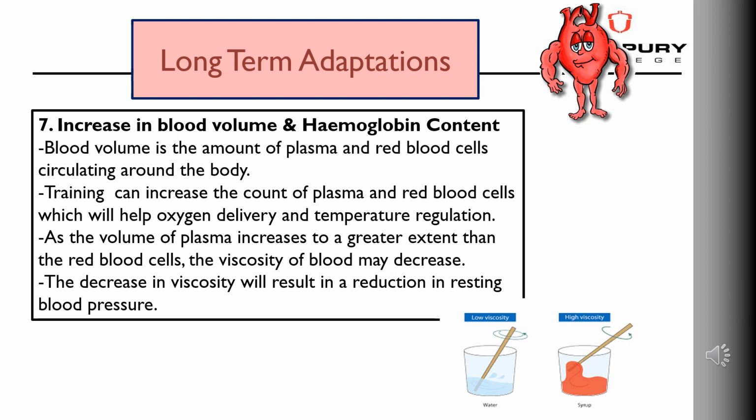Finally, then, our last adaptation is an increase in blood volume and hemoglobin content. So blood volume is the amount of plasma and red blood cells circulating around the body, and training can increase that count of plasma and the red blood cells. Okay, so this will help with oxygen delivery, temperature regulation, and as the volume of plasma increases to a greater extent than red blood cells, the viscosity of the blood may decrease. Okay, so that will just result in resting blood pressure decreasing a little bit. Okay, so that is obviously helpful because we're still transporting oxygen to our working muscles.